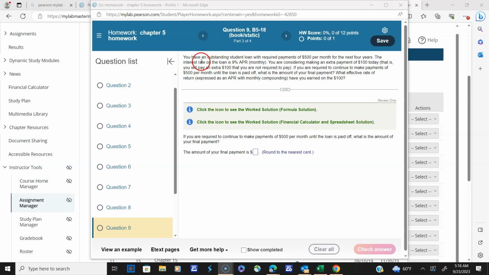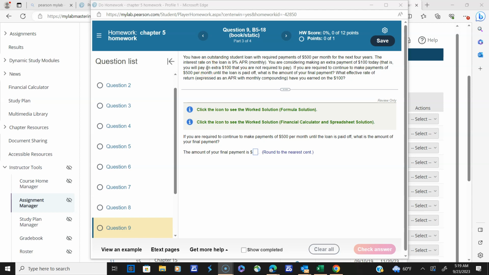So it says you have an outstanding student loan problem, okay? You have an outstanding student loan with required payments. You're going to pay $500 a month on your student loan for the next 4 years. That's 48 months, right? The interest rate they give you is 9%. It's APR, right? And you've got to convert that to monthly, right? You are considering making an extra payment of $100 today, right?